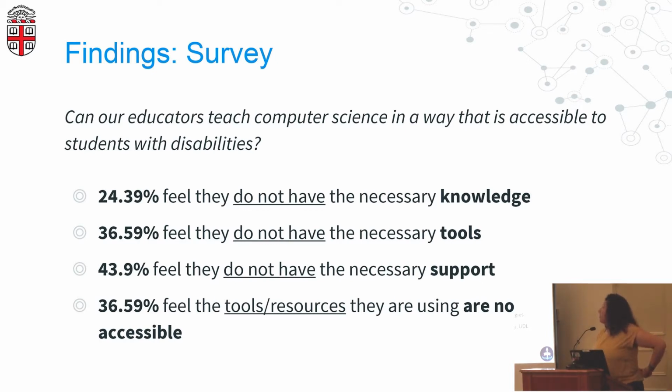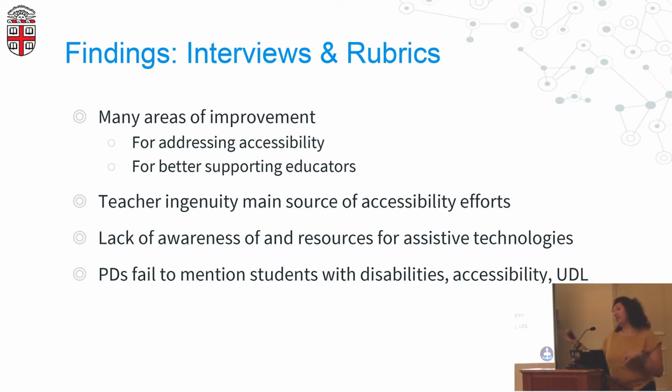General findings from the interviews that I did with the teachers and the rubrics: there are many areas of improvement, not just for addressing accessibility, but generally for making computer science better and better supporting educators. The teacher ingenuity is the main source of accessibility efforts. They come up with really great ways to make the curriculum accessible to their students with disabilities, but this isn't coming from the program providers and it's not coming from CS4RI. They're just trying to figure it out on their own.